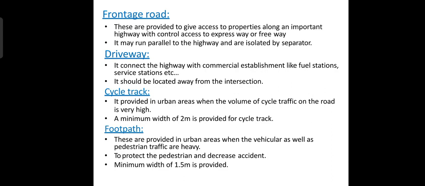Cycle track. It is provided in urban areas when the volume of cycle traffic on the road is very high. A minimum width of 2 meters is provided for cycle tracks. Footpath. These are provided in urban areas when the vehicular as well as pedestrian traffic is heavy. To protect pedestrians and decrease accidents, a minimum width of 1.5 meters is provided.